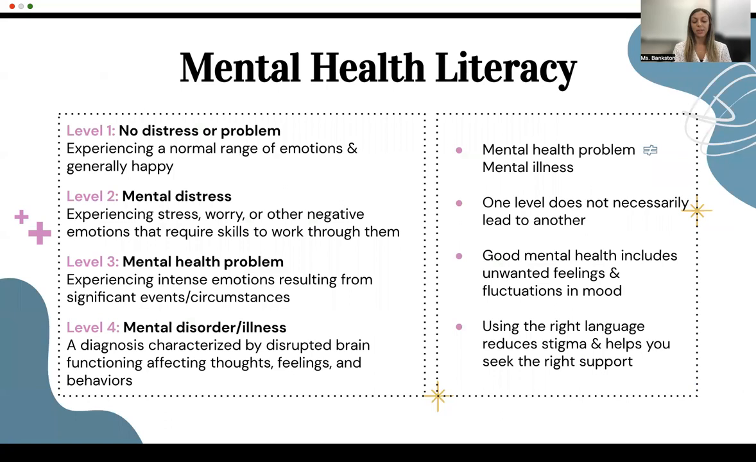Level 3 is a mental health problem, which stems from more serious events in our lives that may cause intense, longer lasting emotions, but is still normal to experience and just requires extra support. Lastly, level 4 is a mental disorder, in which disrupted brain functioning affecting thoughts, feelings, and behaviors is explained by a diagnosis and requires specific treatments.